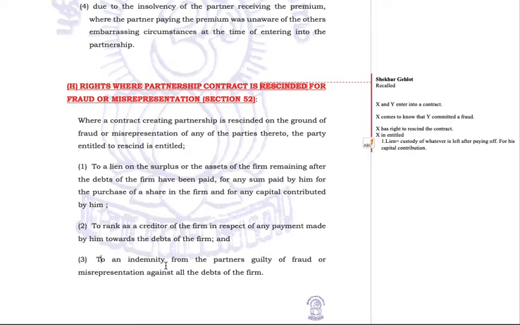To an indemnity from the partners guilty of fraud, misrepresentation, again for all debts of the firm. He will be indemnified from the frauds and misrepresentation of the partners against the firm. Okay, when partners have committed fraud and misrepresentation with third parties and have contracted liabilities for the firm, then he shall not be liable for those liabilities. Only those people who have committed fraud shall be liable. He shall not be liable for it.